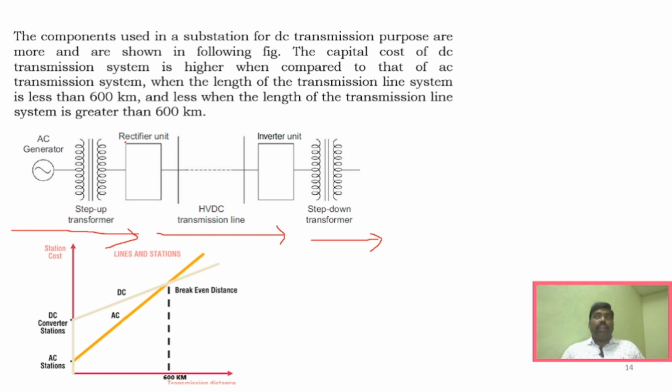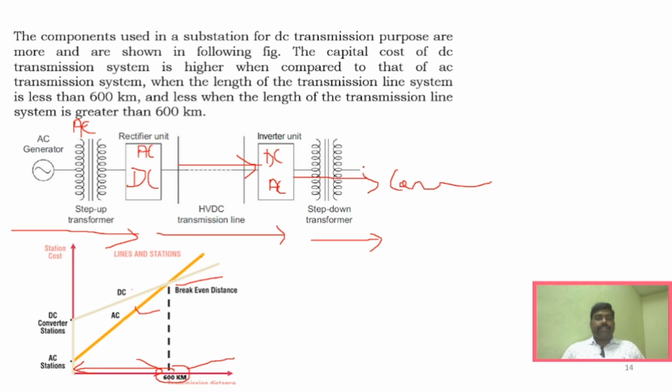You know what a rectifier unit is? The AC is generated, the rectifier unit converts this AC into DC, and this DC is transmitted through the high voltage transmission line. Again this DC is converted to AC, that voltage is stepped down, and it is sent to the consumers. And as I said before, for overhead transmission lines, if it is above 600 kilometers, DC cost will be less than AC, whereas if it is within 600 kilometers, then AC is less than DC. So this is the complete working of the HVDC system.